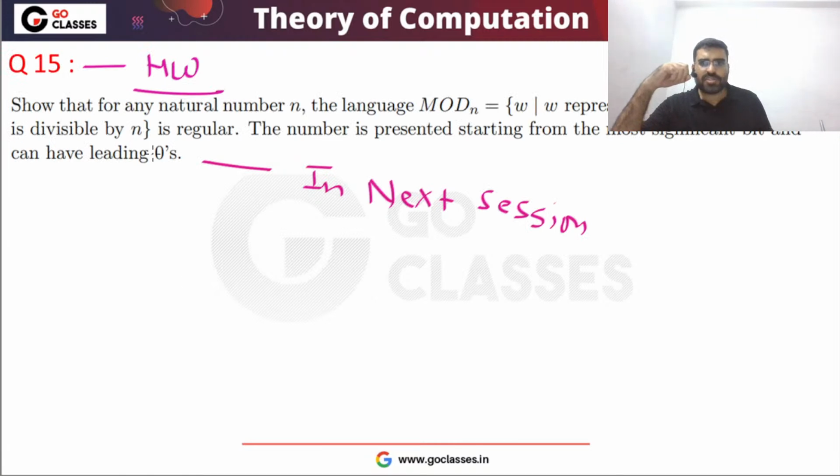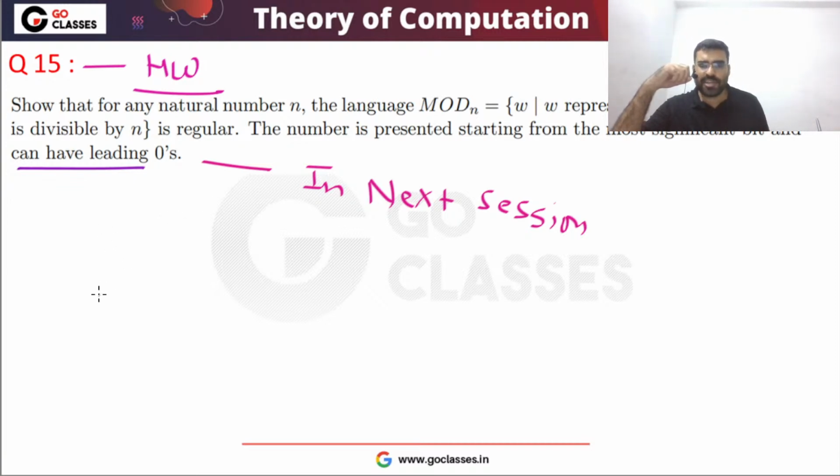Okay, let's see the next question. This is another very easy question. W represents a binary number that is divisible by n. This is regular. How to prove this is regular? Leading zeros can be there, and this should be divisible by n. Means you have those strings whose decimal value is divisible by n.